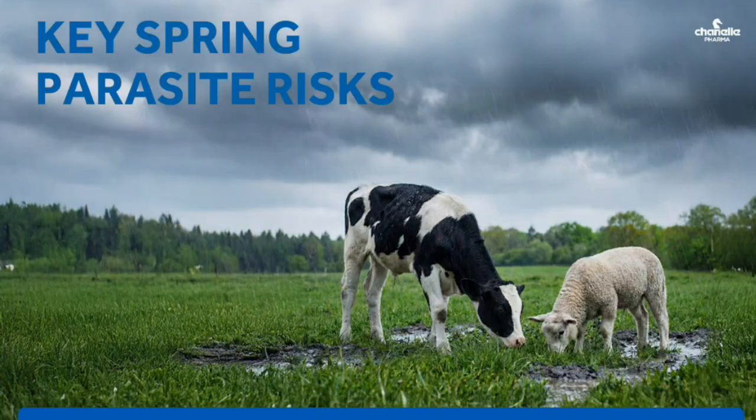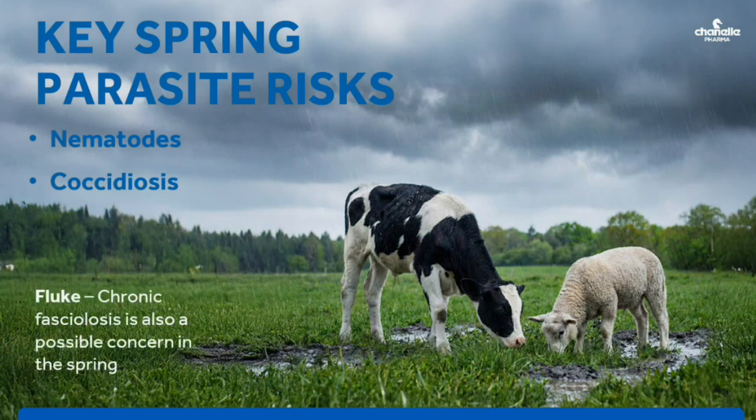So what are the key parasitic risks that we see in the spring? Well, there are two critical types that we need to address: nematodes and coccidiosis. This applies to both calves and lambs, and in some cases older animals. We also have to consider fluke. Chronic fluke issues tend to occur more in animals that are at least 1 year of age or more due to the life cycle of the fluke parasite. We shall look at this more towards the end of the presentation.